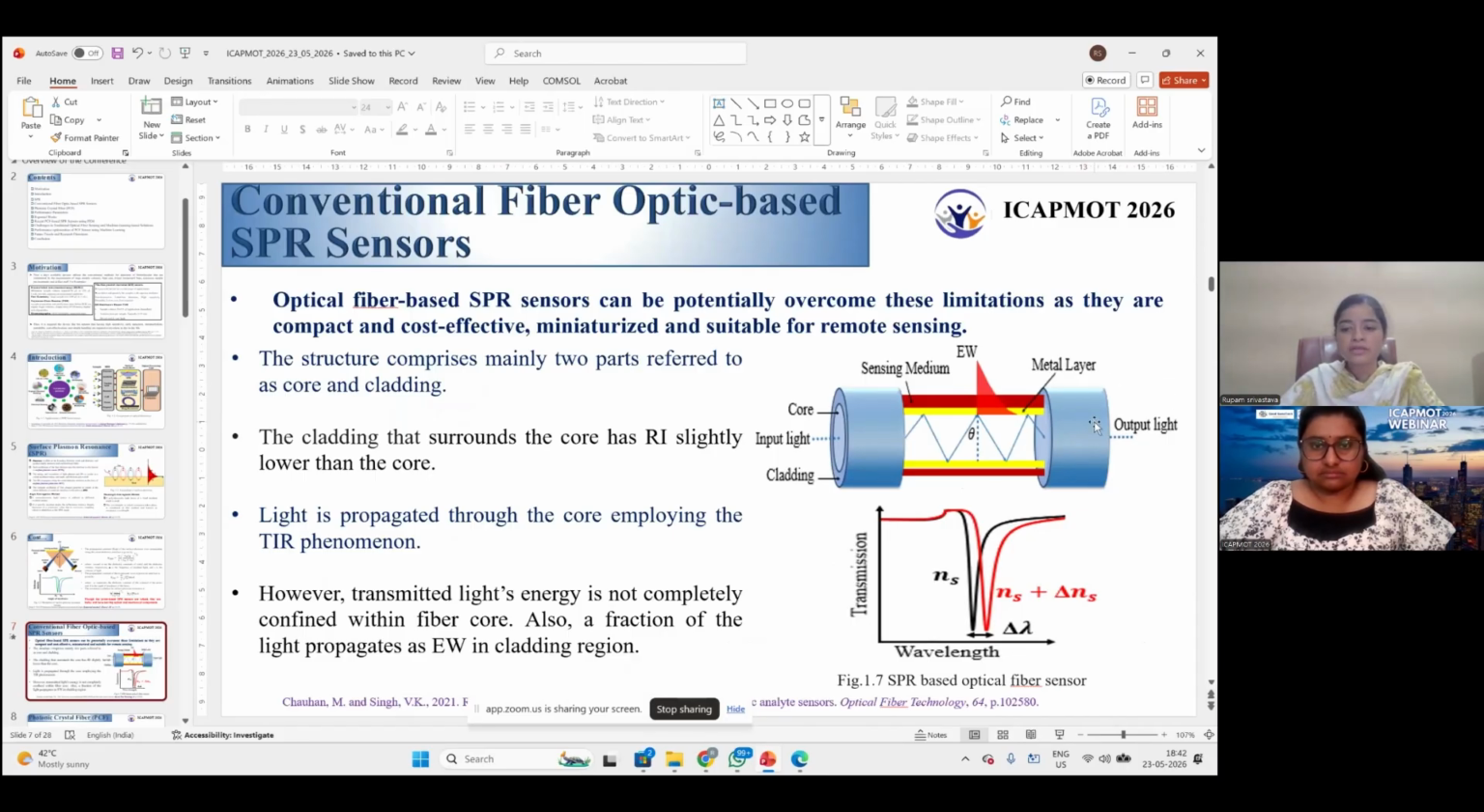So we know that the structure of the fiber consists of mainly two things: core and cladding. And what happens in this? This basically uses the wavelength interrogation method. At a particular wavelength, there is a certain dip in the transmission characteristics of the light, and if the surrounding medium of the fiber, which is called the sensing medium of the fiber, changes, then this resonance wavelength also changes. So with this, we can detect different analytes.